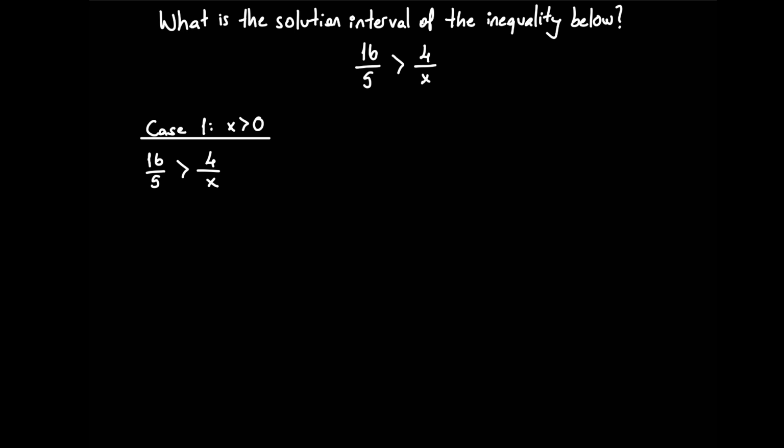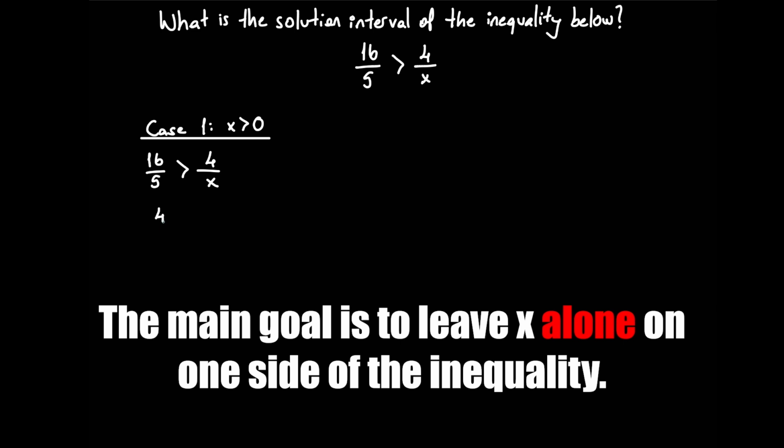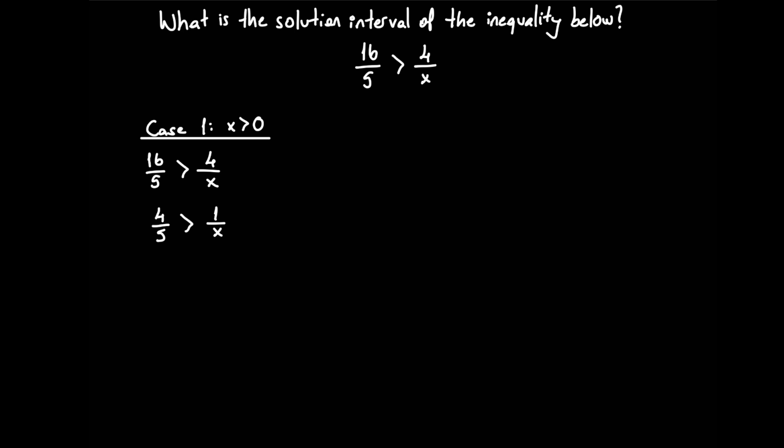So first I will divide both sides by 4 and I will get 4 over 5 greater than 1 over x. Then I will pass 5 to the right hand side of the inequality and x to the left hand side of the inequality. Then I will get 4x is greater than 5. And then I will divide both sides by 4. I will have x greater than 5 over 4. Therefore, the solution interval for this case is x can be any value between 5 over 4 up to infinity.